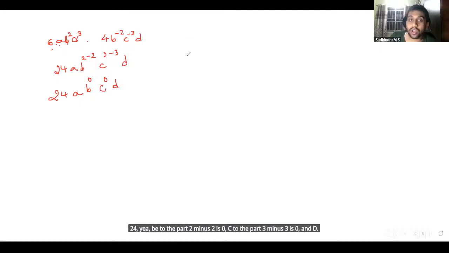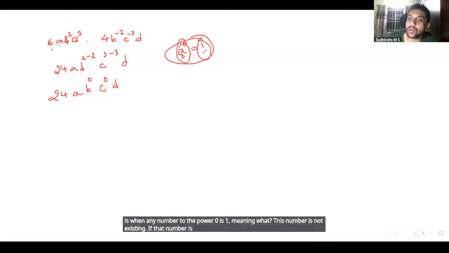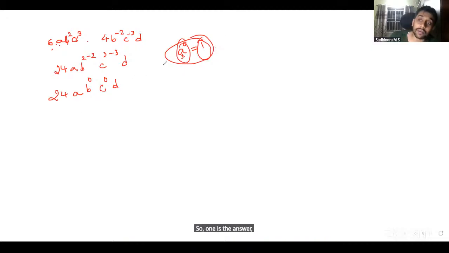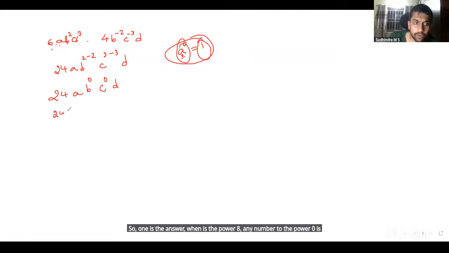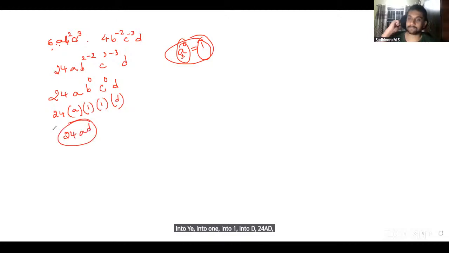and d. Now, what is a number to the power 0? What is a power 0? 1. Any number to the power 0 is 1, meaning what? This number is not existing. If that number is not existing, 1 is existing. So 1 is the answer. Any number to the power 0 is 1. So 24 into a into 1 into 1 into d. 24ad is the answer.